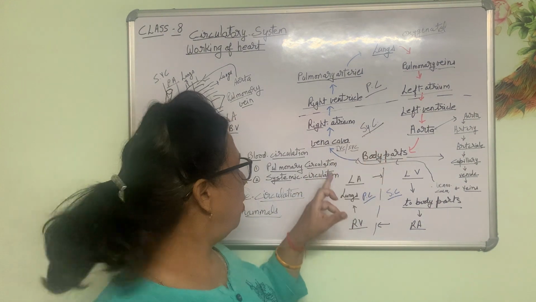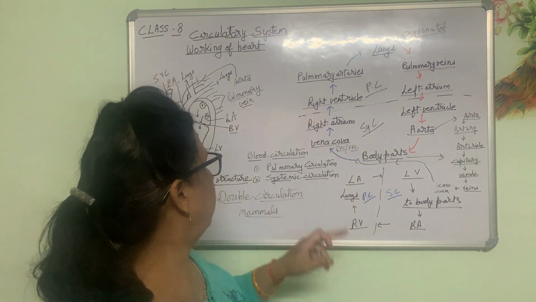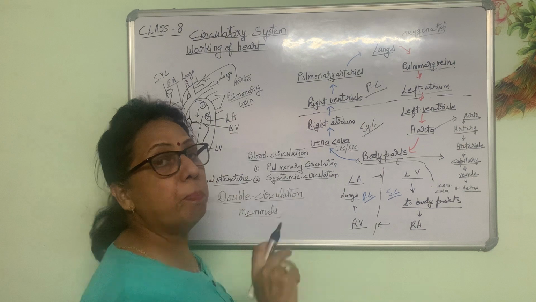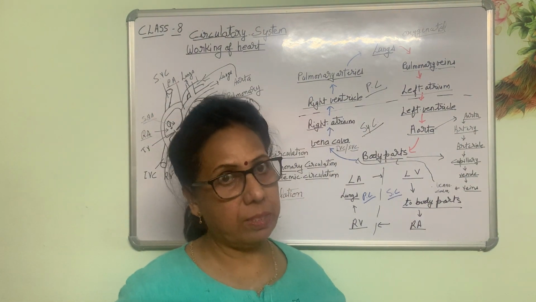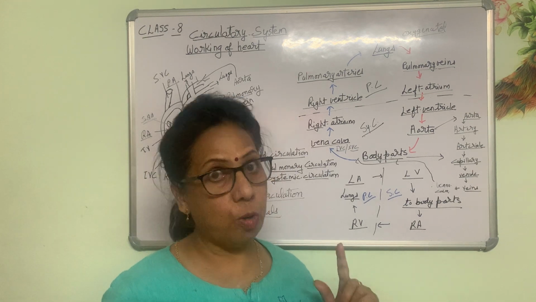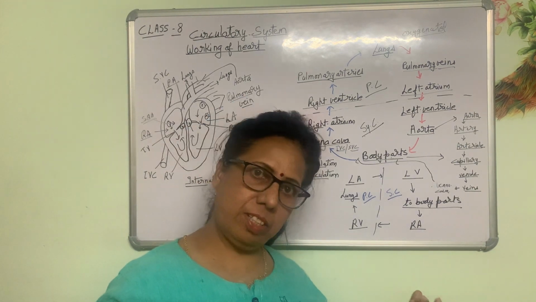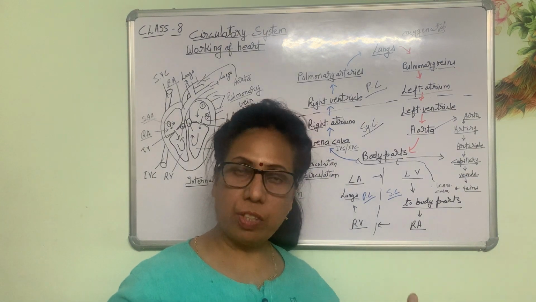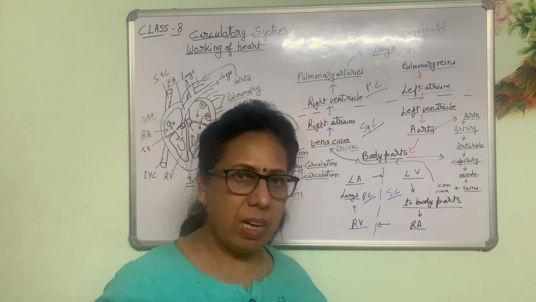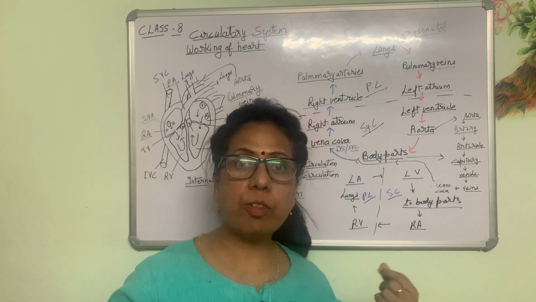Systemic circulation and pulmonary circulation together constitute the blood circulation. During the blood circulation, what happens? In the lungs, blood is oxygenated. Oxygen is absorbed by the blood, and carbon dioxide is given out. The blood takes oxygen and gives carbon dioxide.